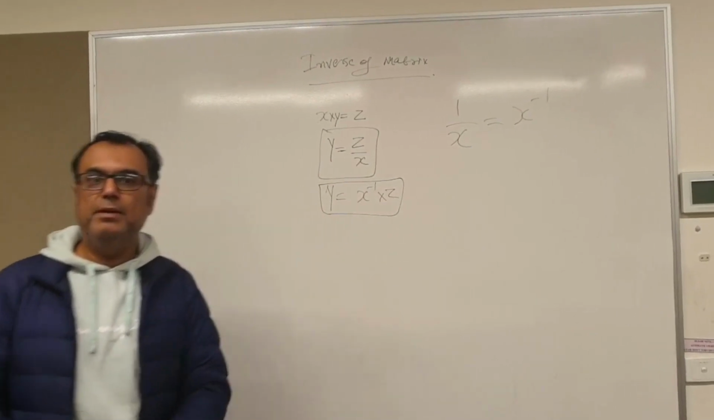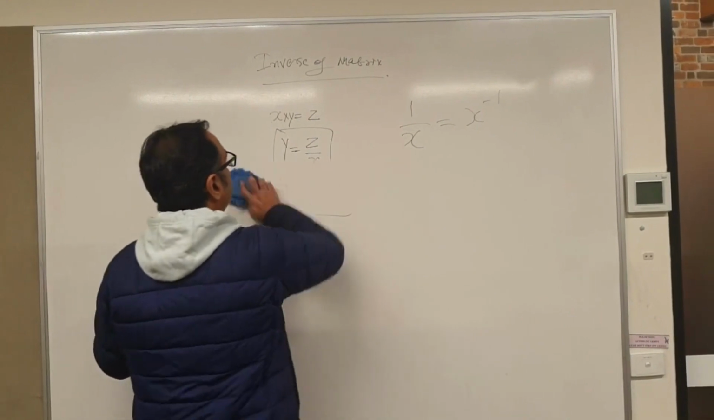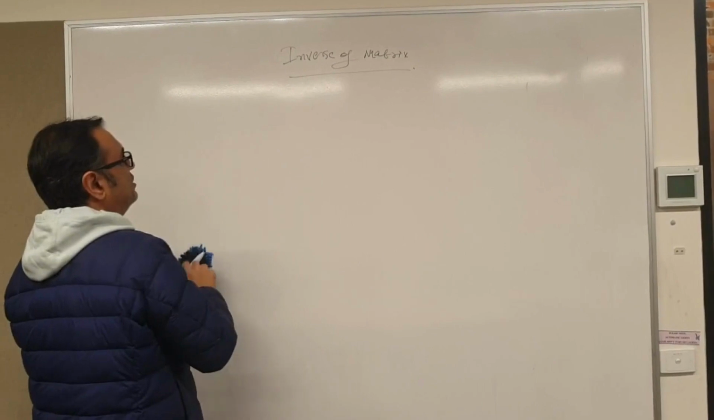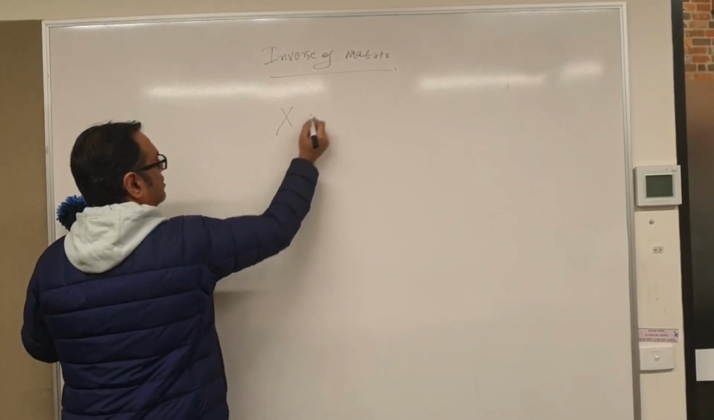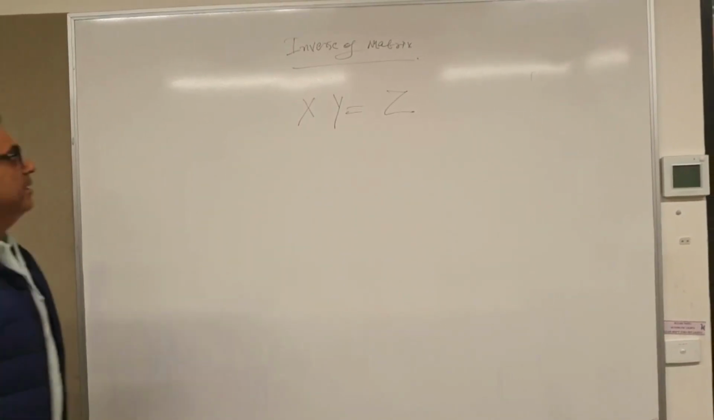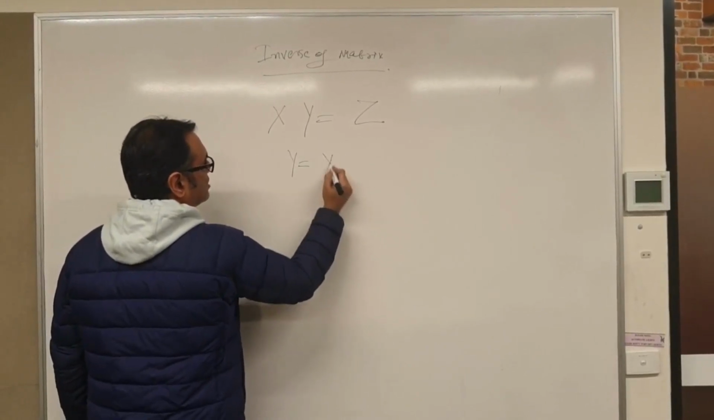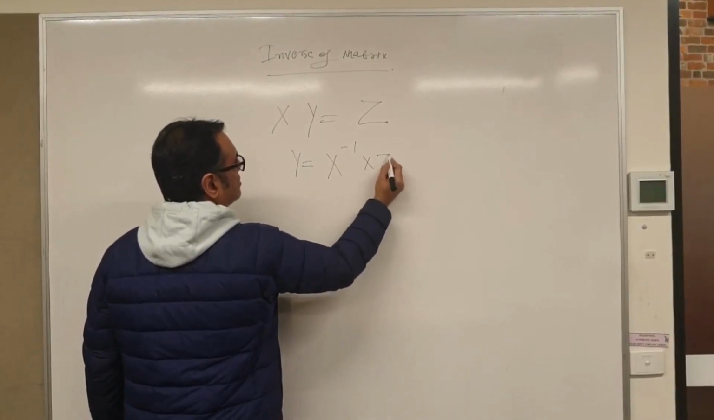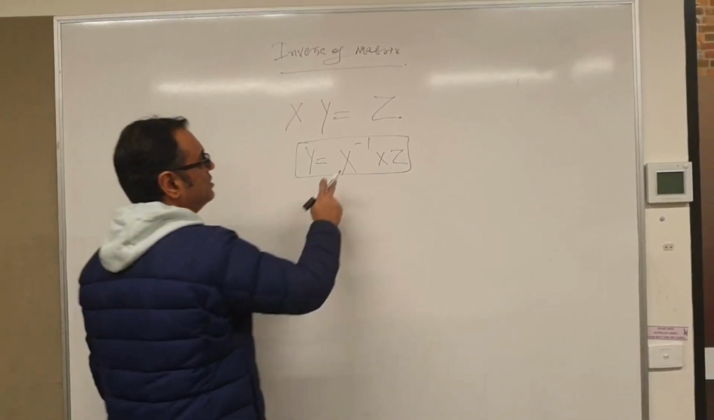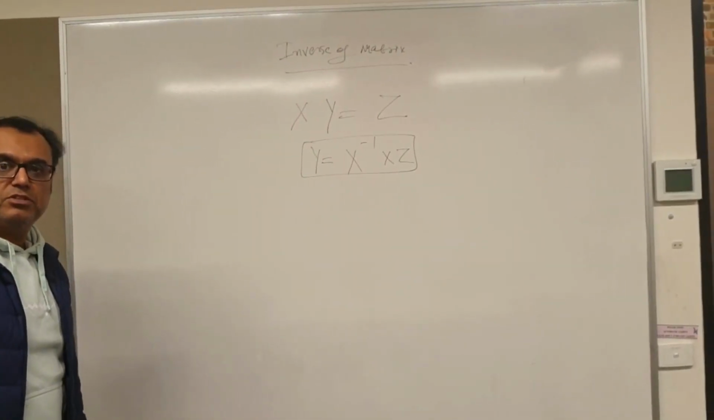Now let's try to implement that in the world of matrices. If I have three matrices, matrix X, matrix Y, and matrix Z, with X multiplying Y equals Z, and I say find me Y, you will say X inverse times Z. So this matrix, which has a negative 1 on top of it, is called the inverse matrix.